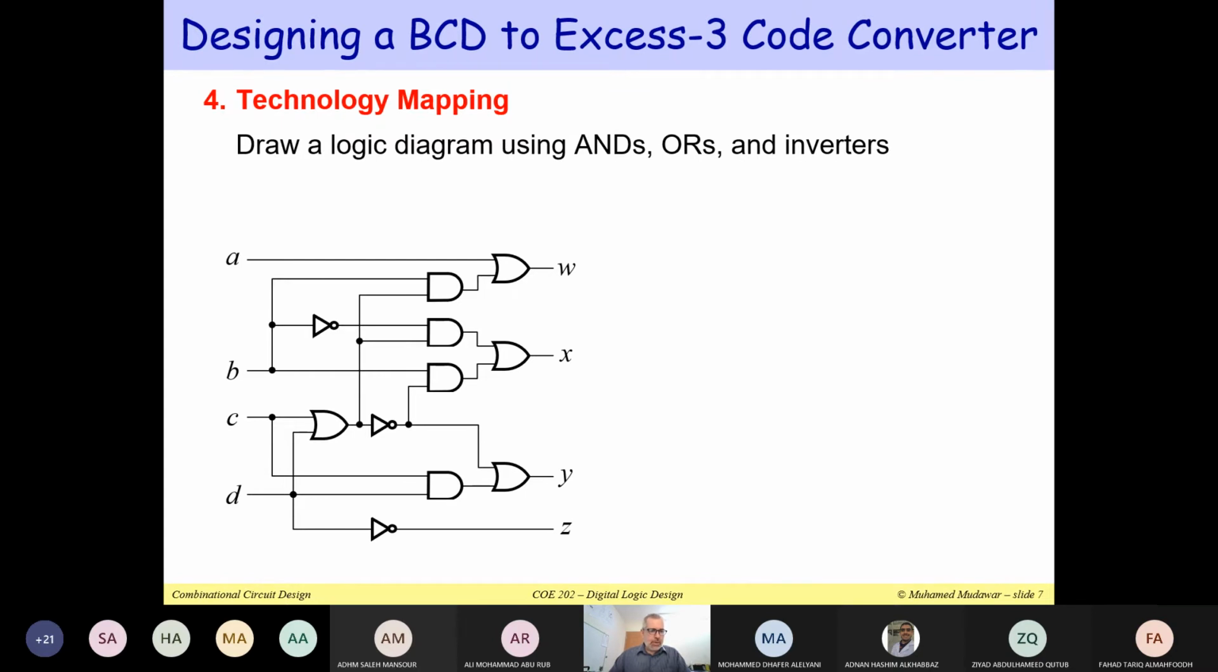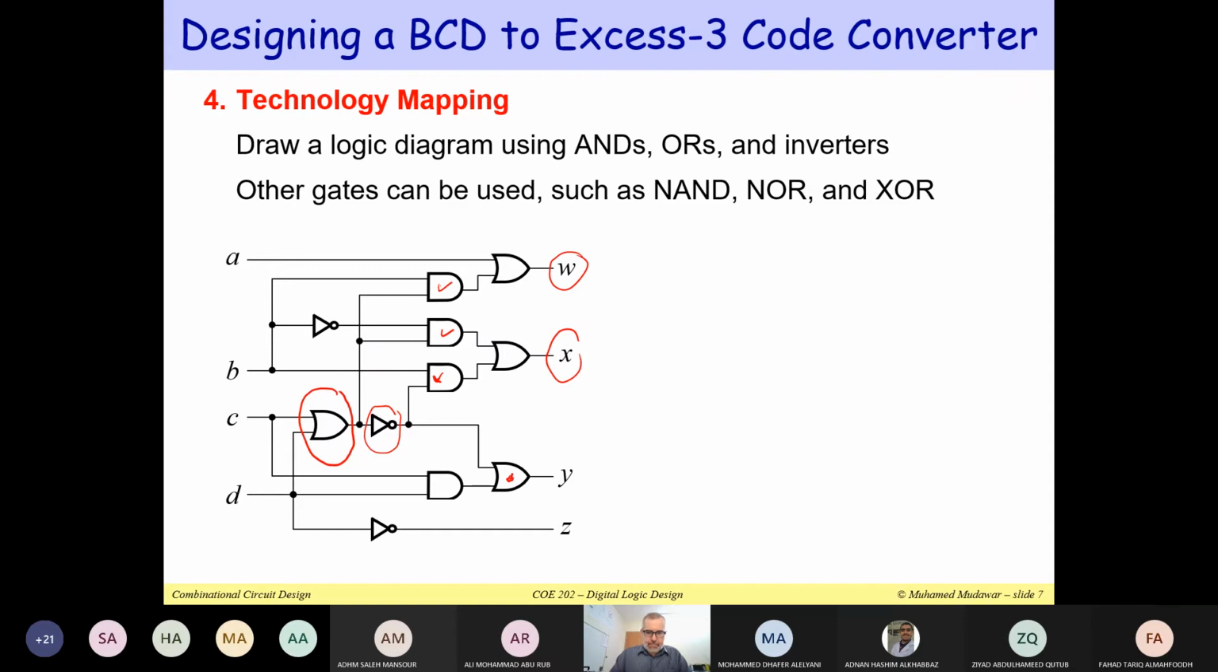Notice how C or D, this gate here, is shared. Notice its fan-out, how it is shared. It is used here by W, and it is used by X. The output of this gate is connected to the input of this gate and this inverter. Now this inverter gives me C or D prime, which is also shared by this AND gate and by this OR gate. So we have drawn the logic diagram using AND gates, OR gates, and inverters.